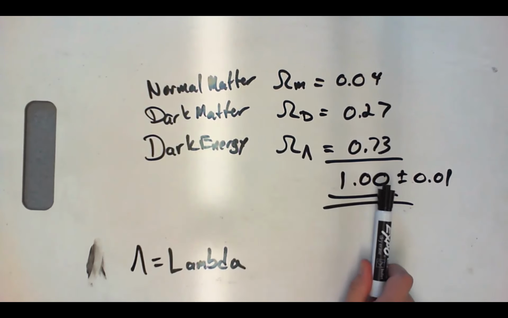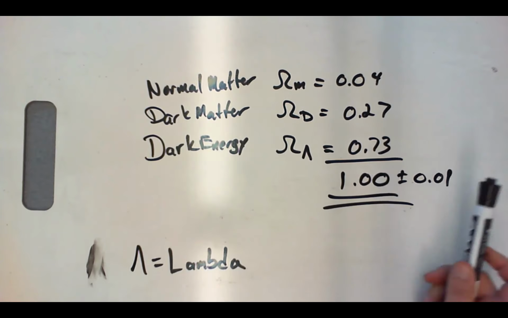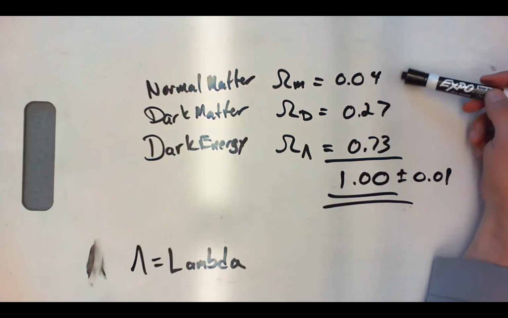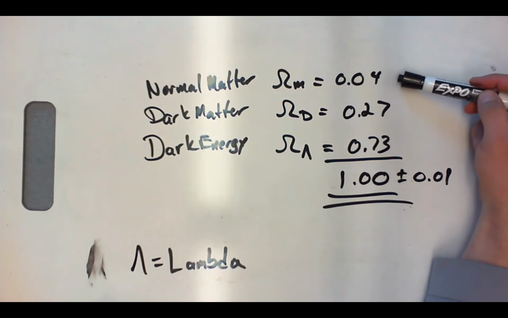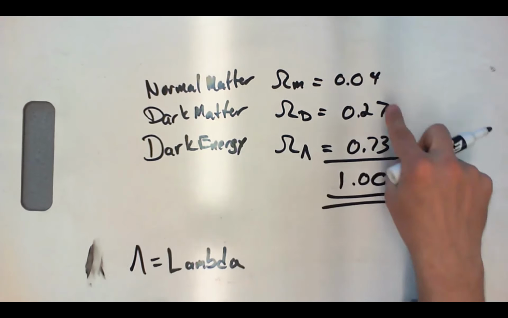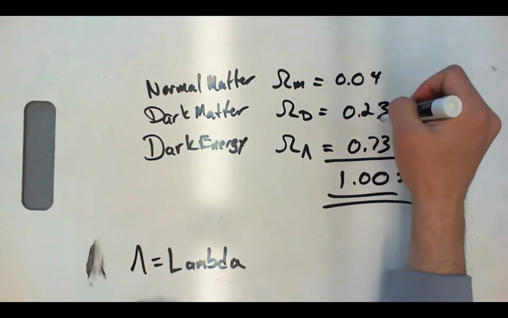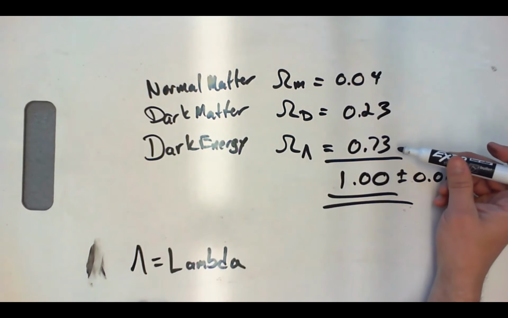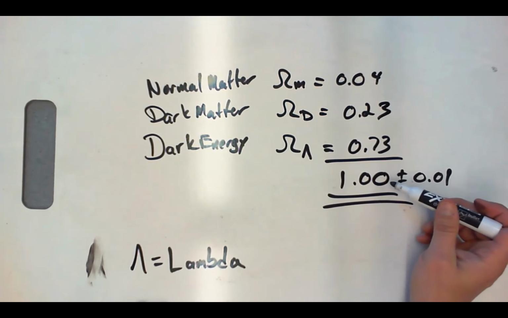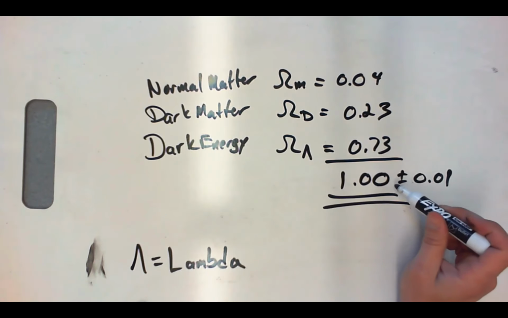And this is the missing piece. So the normal matter and the dark matter in the universe only make up about 23%. This adds up to 0.27. This is 0.73. Adding all of these up gets us to almost exactly 1. And that gets us to a flat universe. And that's where we need to be geometrically.